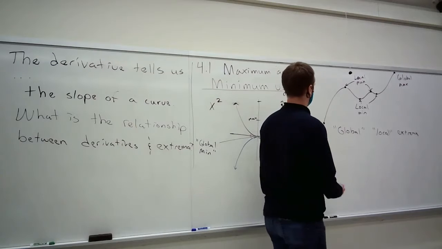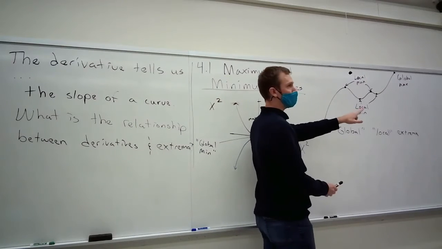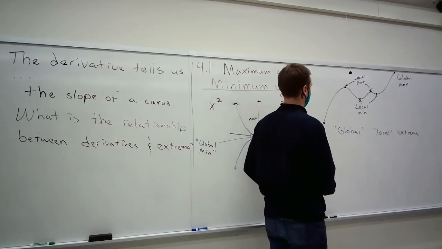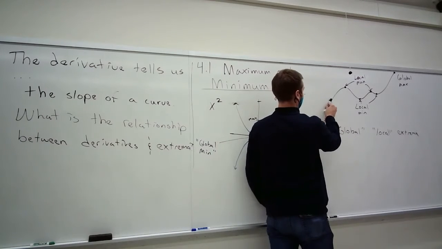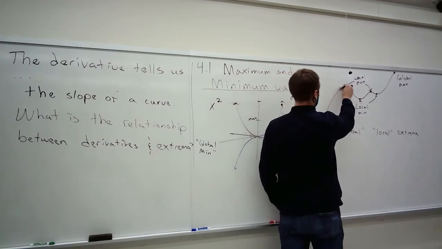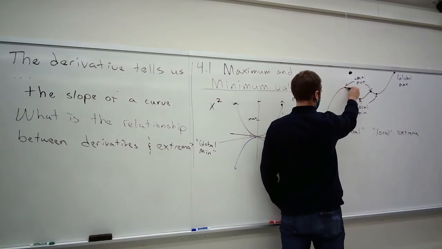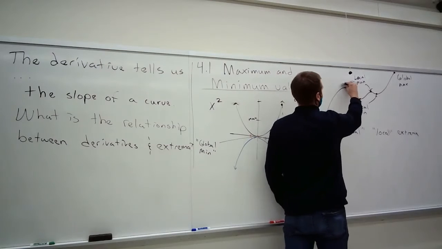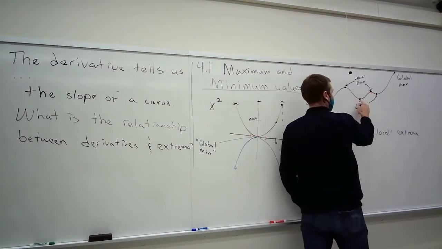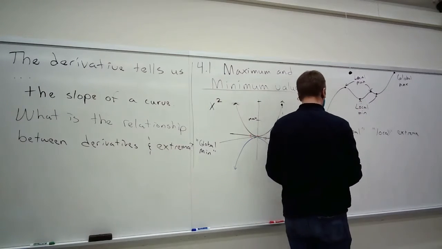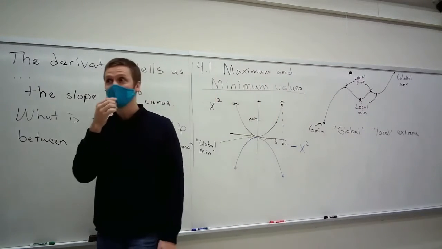What over here? We can forget about these endpoints for a minute. I'll explain how to figure those out later. But the derivative is positive here, right? Positive, positive, positive, positive, positive, 0, negative. It changed signs. There's an extrema there. Negative, negative, negative, 0. Positive, positive, there's an extrema there. When the derivative changes signs, you have an extrema.